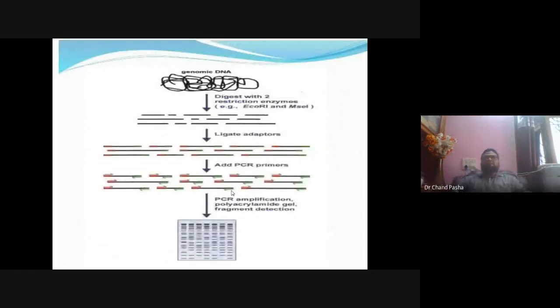So the other one is AFLP. RFLP and AFLP are almost the same, but here the fragments are amplified when the sample is very little. If you separate a little amount of sample through electrophoresis, the fragments may not appear because there are sensitivity limits. Unless you get that much DNA, you will not be visualizing it. So you have to increase it.